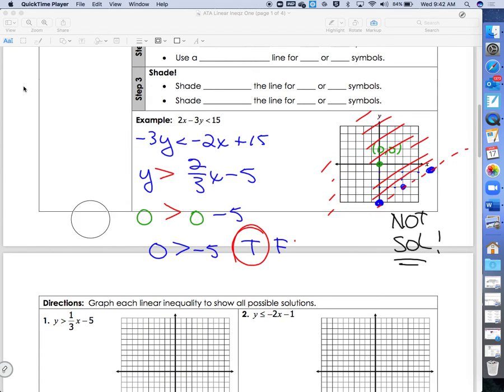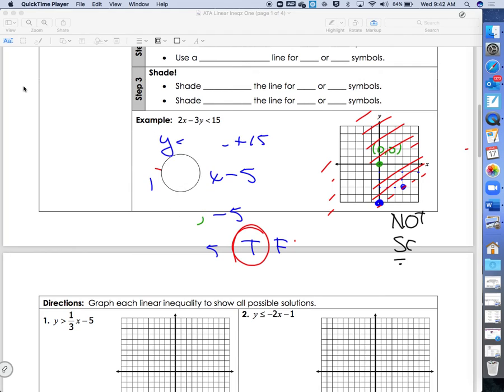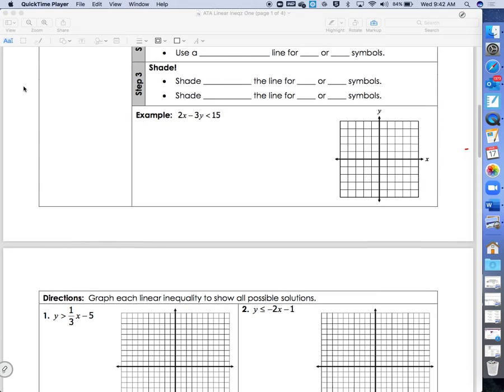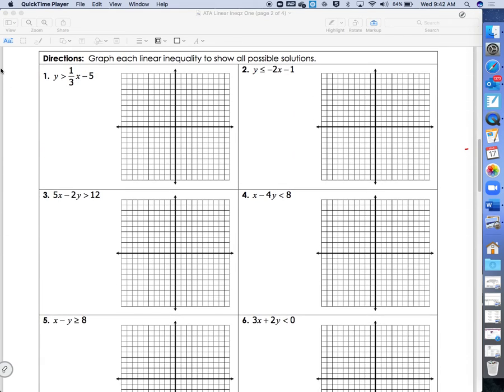And let's do one more on the video. Let's just do number 1. It's already given in slope-intercept form. So I'm going to start at -5. And my slope is positive 1/3. And I have a strict inequality again, so I'm going to do a dashed line, not a solid line.